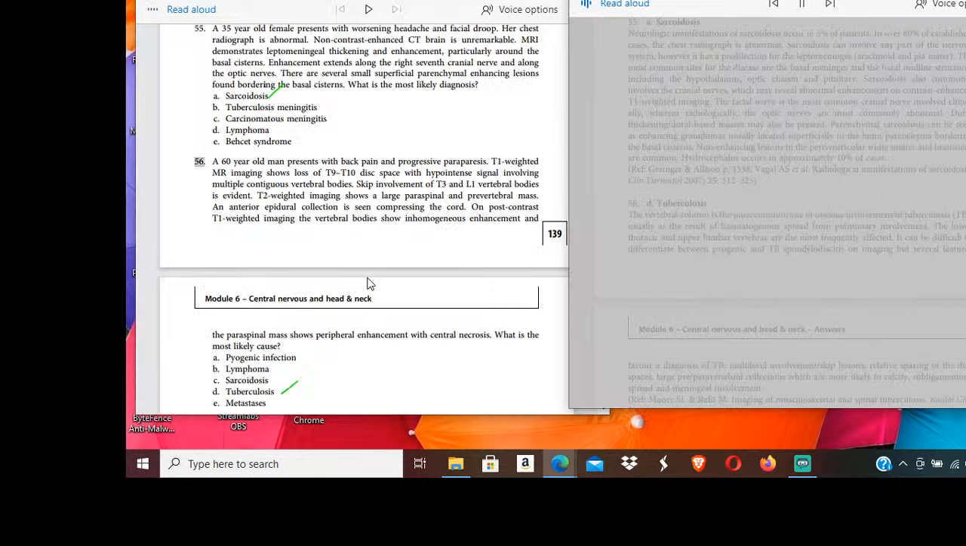55. A. Sarcoidosis. Neurologic manifestations of sarcoidosis occur in 5% of patients. In over 80% of established cases, the chest radiograph is abnormal. Sarcoidosis can involve any part of the nervous system, however it has a predilection for the leptomeninges, arachnoid, and pia mater.